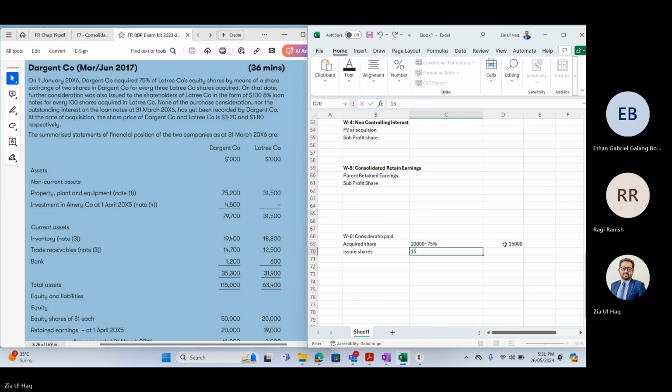15,000. Against 3, you are issuing how many? 2? So multiply by 2 divided by 3. How many are these? 10,000. So 10,000 shares you are issuing. What's the price?